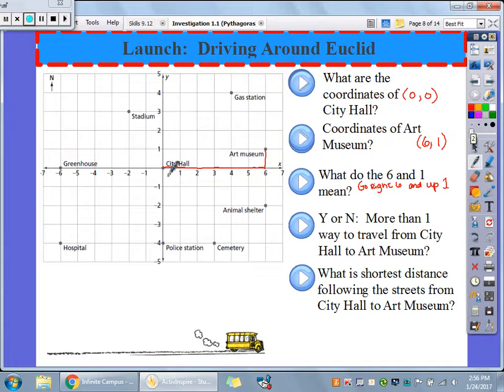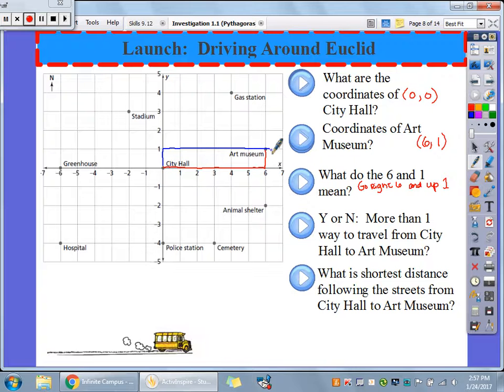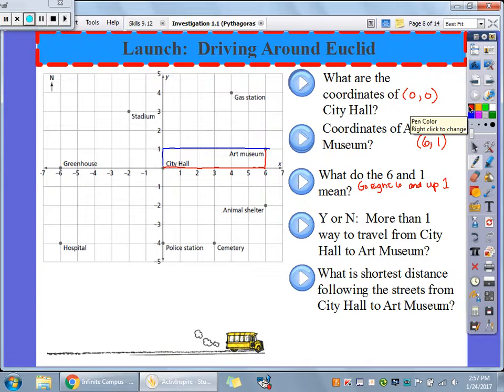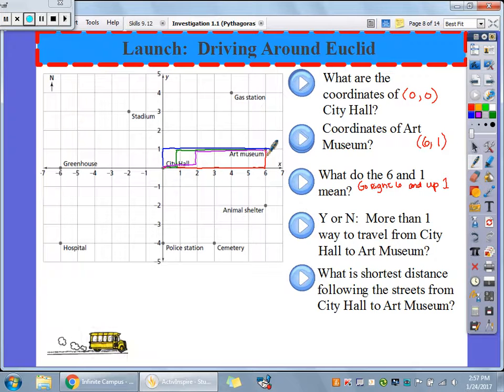But you could also, instead of going east first and then up, go up first and then east. We also talked about you could, if you were so inclined, go over 1 block, up 1 block, and then over 5. Or over 2 blocks, up 1 block, and over 4 blocks. So there's multiple ways to get to the Art Museum. You could even, if you weren't concerned about taking the shortest distance, go up 3, over 6, and down 2. That would also get you to the Art Museum. It wouldn't be a very efficient way, but it's another way to get to the museum.